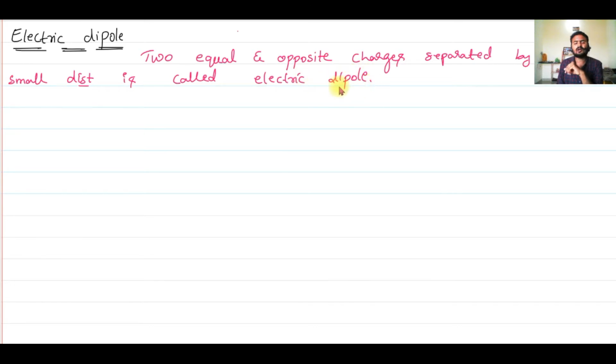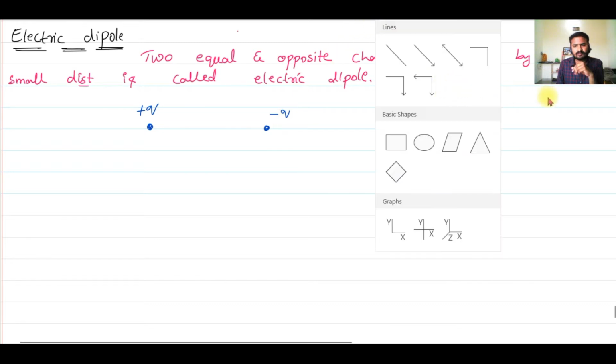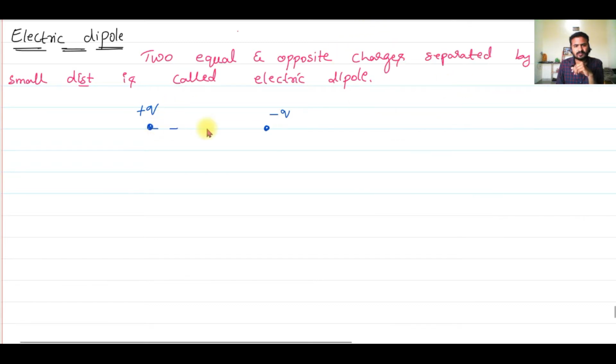Right. Now let us draw a diagram and see what actually they are. You can take a positive charge plus q here, and a negative charge minus q here, and these two are separated by a small distance. Generally the small distance that these charges are separated by, we take that distance as 2a.